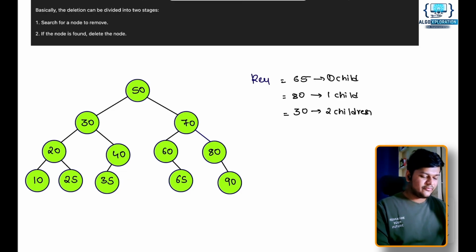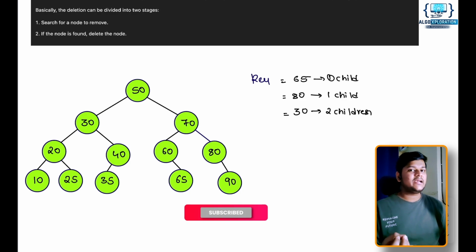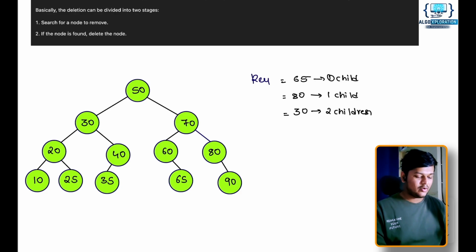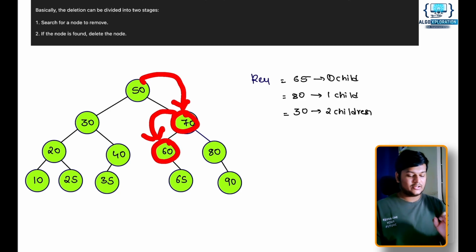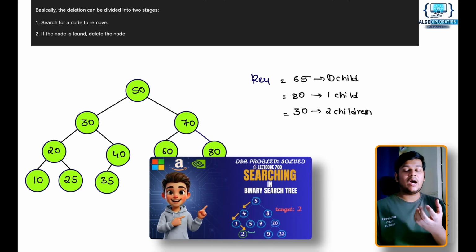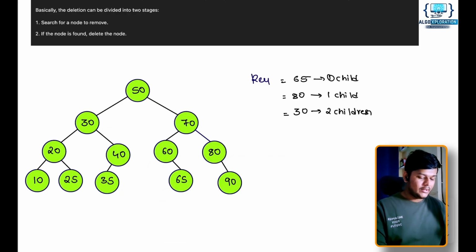First thing first, I need to check whether the node is present inside the binary search tree or not. So 65 is present on the right hand side, so I'll go over here. 70 is greater, so I will be going on the left hand side. 65 is greater than 60, so I will be going on the right hand side of 60. So over here I can see that I got 65. I have already covered how to search a node in a binary search tree. If you don't know, the video is in the description. You can take a look.